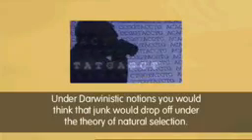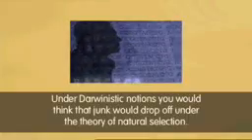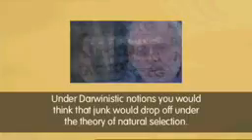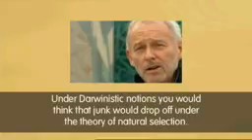Finally for today, let's have a look at how you can form adjectives from people's names. Under Darwinistic notions, you would think that junk would drop off under the theory of natural selection. He says under Darwinistic notions. Darwinistic here is an adjective, but it's got a capital letter. Do you know why? Well, that's because it comes from the name Darwin, referring to Charles Darwin, who developed the theory of natural selection.